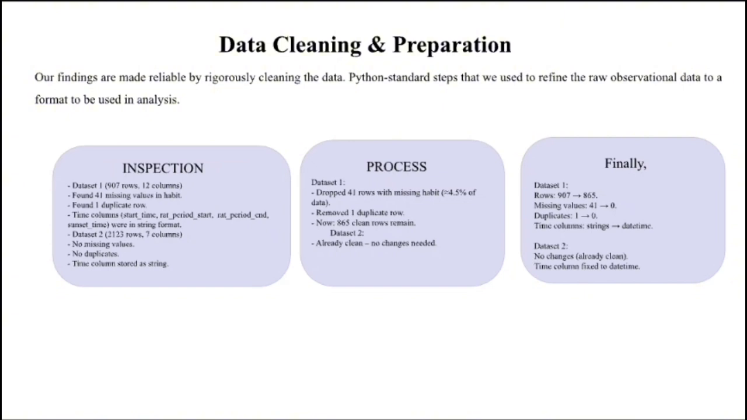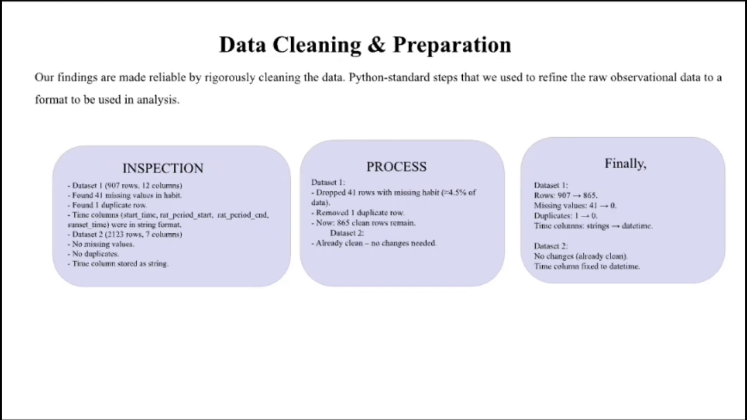Dataset 1 had 907 rows and 12 columns initially. The column named habit had 41 missing values and a duplicate row was also found. Similarly, the time columns were not in datetime format as they were stored as a string format.